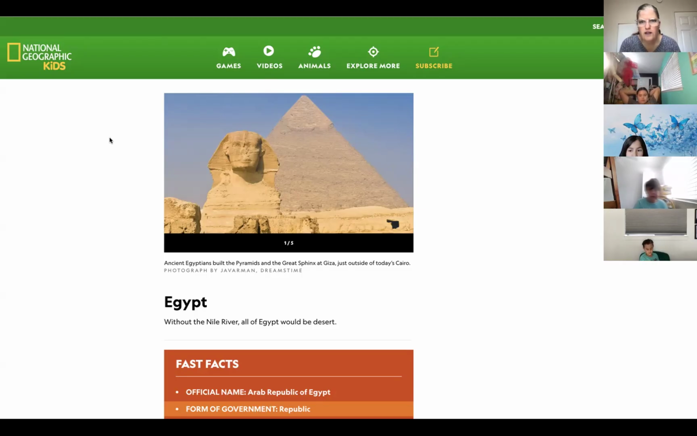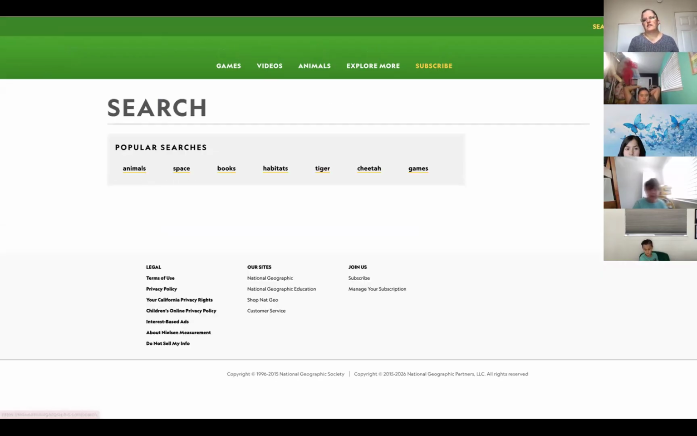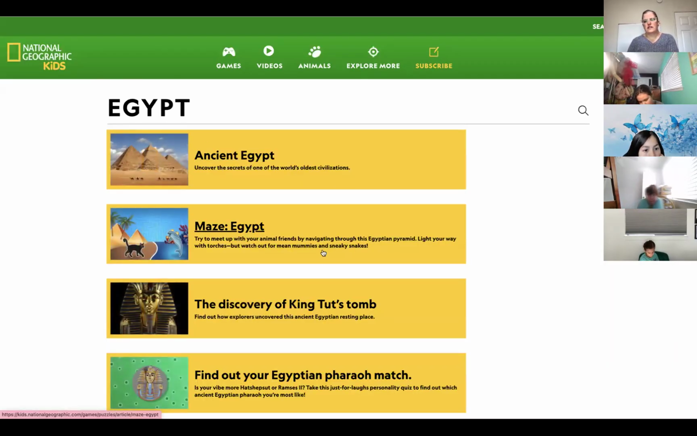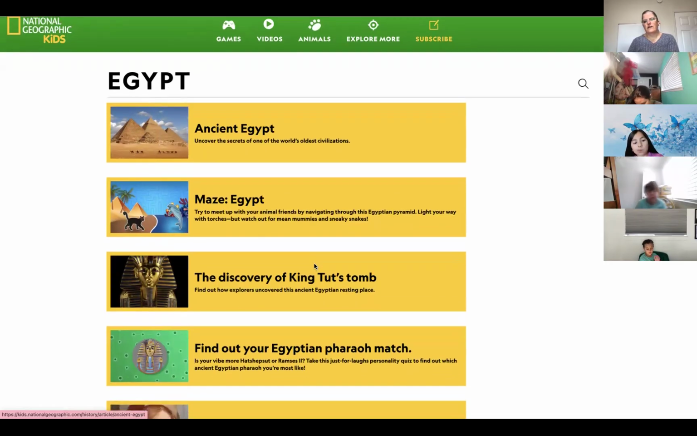Got it. Good. Now, do you see the search bar on National Geographic? It's way up here at the top with a little magnifier. I'm there. Okay, see the giant word search. I want you to type in Egypt, E-G-Y-P-T. It's right here where you're going to type it. Search Egypt. Do you see this? Got it.